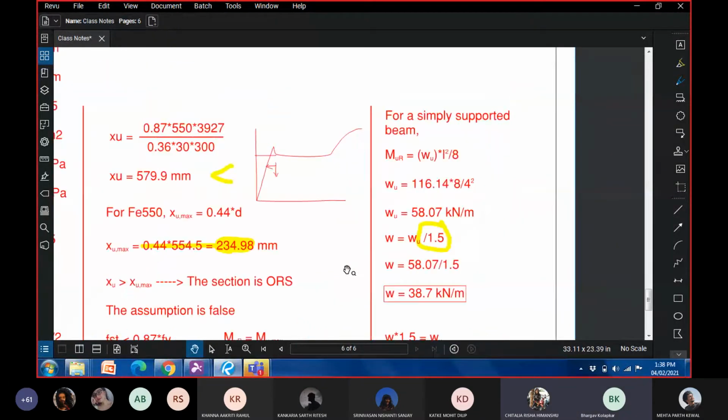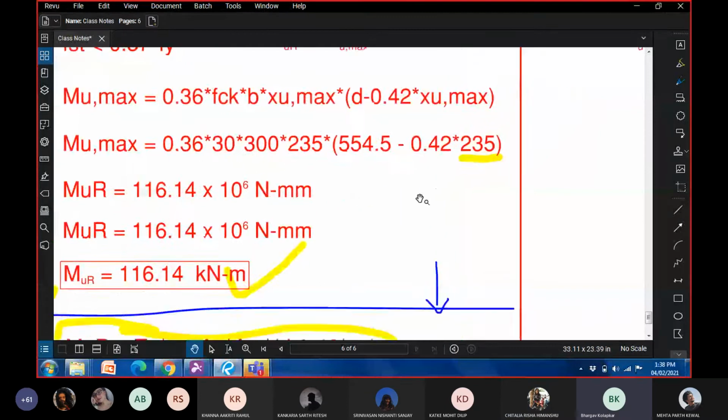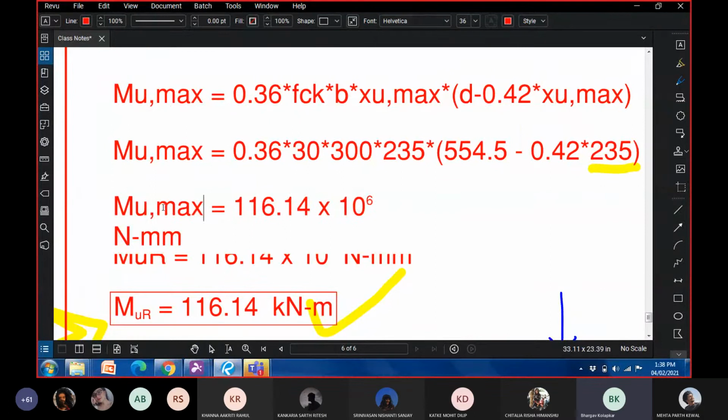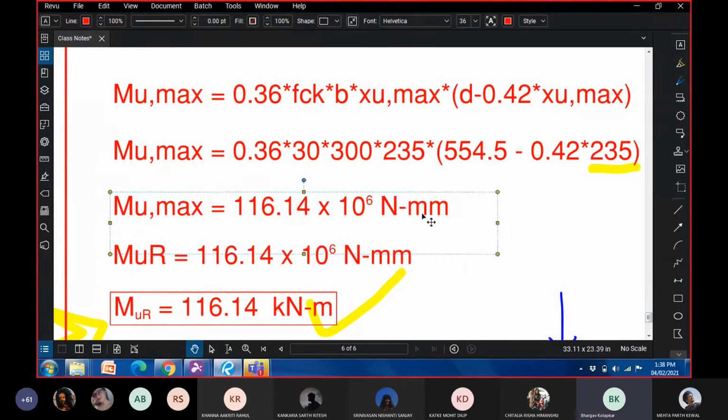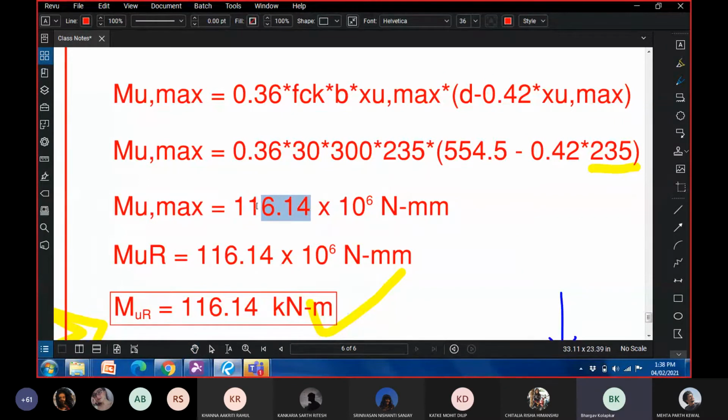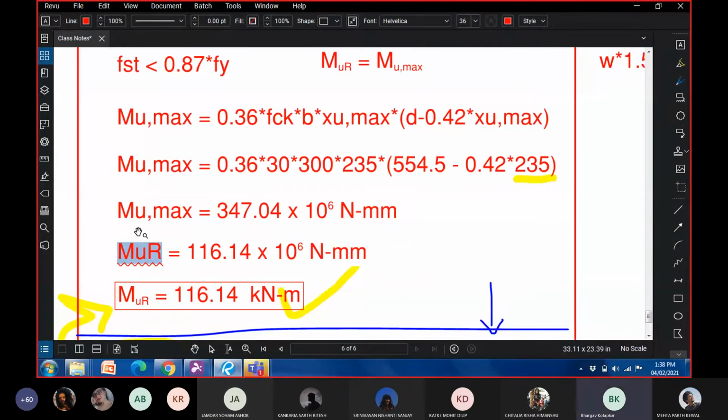So 0.42 times 235. Can someone please give me an answer? 347.04 into 10 to the 6. 347.04. Can someone please verify this? Yeah, even I got the same answer.